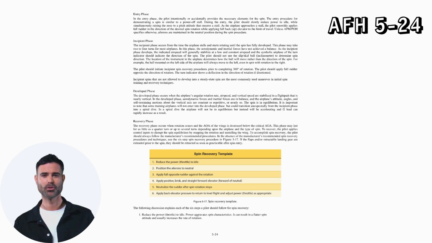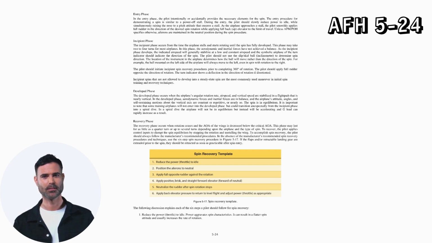As the airplane approaches a stall, the pilot smoothly applies full rudder in the direction of the desired spin rotation while applying full back-up elevator to the limit of travel. Unless the AFM/POH specifies otherwise, ailerons are maintained in the neutral position during the spin procedure.